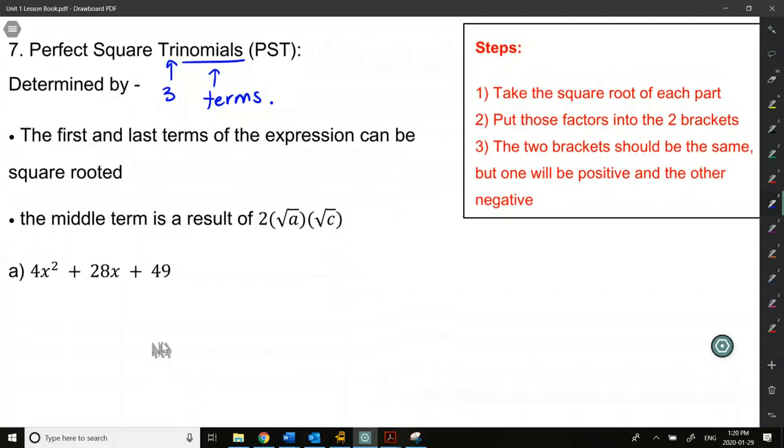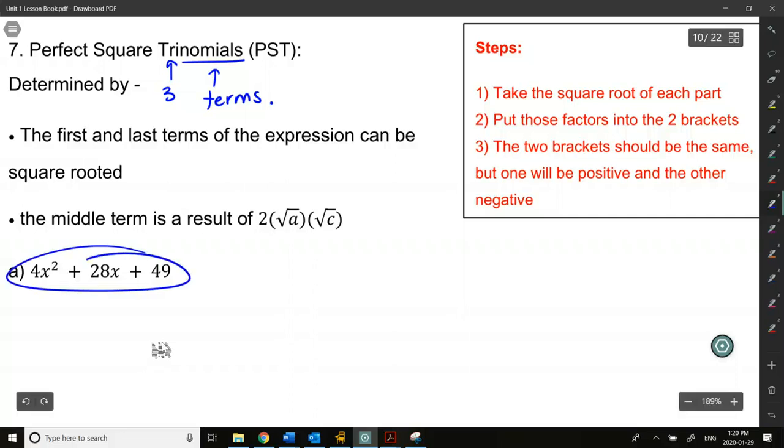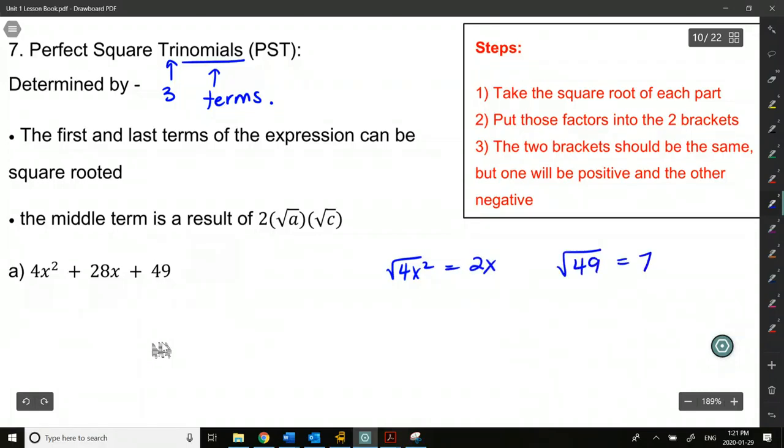So you will notice a perfect square trinomial if your first and last terms are perfect squares, just like in difference of squares. And then the middle term will be 2 times the square roots of the first and last. So we'll just test it with this one. Can I square root 4x squared and get a whole number? Yes, I get 2x. Can I square root 49 and get a whole number? Yes. And does the middle term equal 2 times those roots from above? Yes, 28x. So yes, it does. So this is a perfect square trinomial.